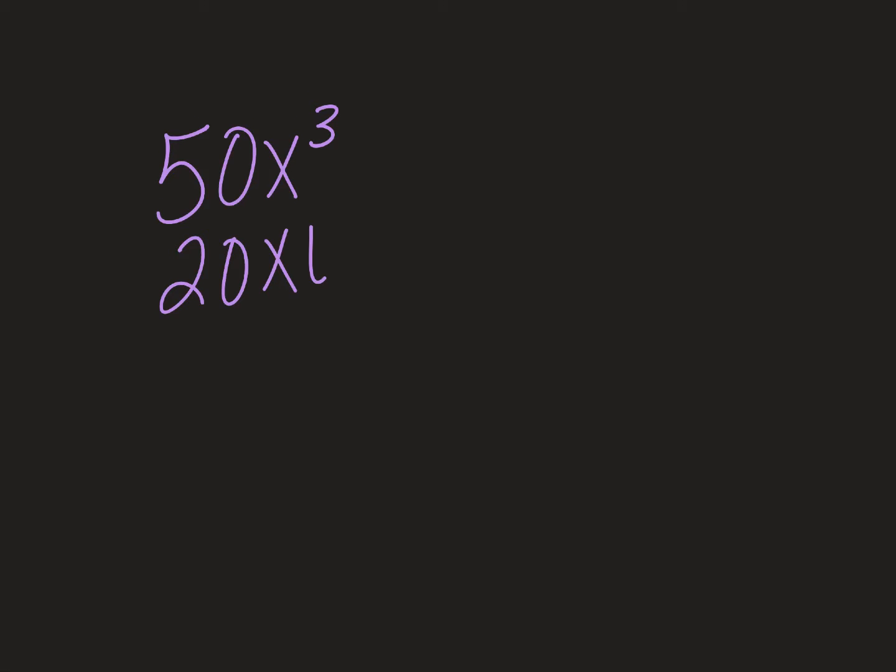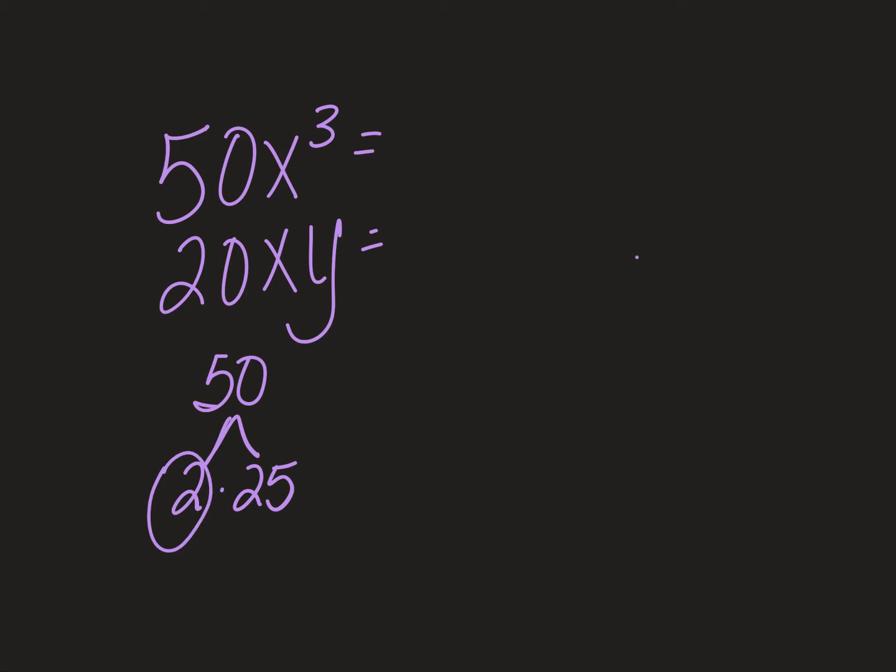First of all, if you are finding the greatest common factor of 50x to the third and 20xy. Now, you're going to use your factor tree and find your prime factors. So let's start with number 50. The two factors that you can multiply to get 50 are 2 times 25. Now remember, you're breaking this down all the way into the prime factors. And then 5 times 5.